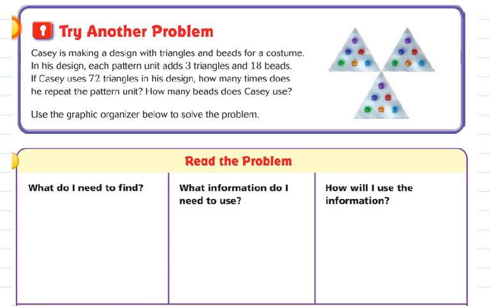We're looking here at this diagram on the side as a visual that's going to help us throughout this problem. Casey is making a design with triangles and beads for a costume. In his design, each pattern unit adds 3 triangles and 18 beads. If Casey uses 72 triangles in his design, how many times does he repeat the pattern unit? How many beads does Casey use? Use the graphic organizer below to solve the problem.